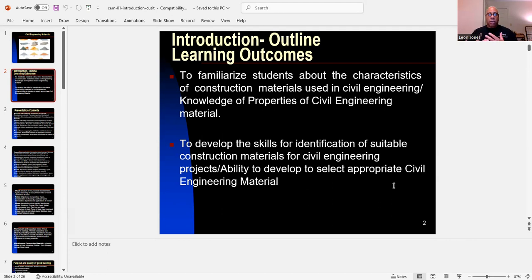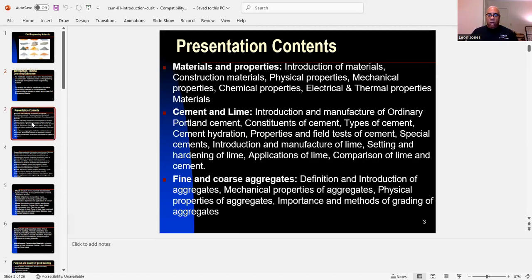Now, when you select it, it's going to come based on the strength. And that strength is going to come by testing. And this is where you should be a good inspector. As I move on, the contents. Again, we're going to talk about the materials and properties, introduction of materials, construction materials, physical properties, mechanical properties, chemical properties, electrical and thermal property materials.